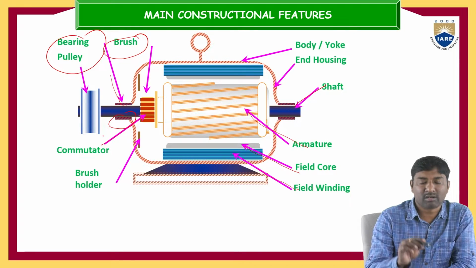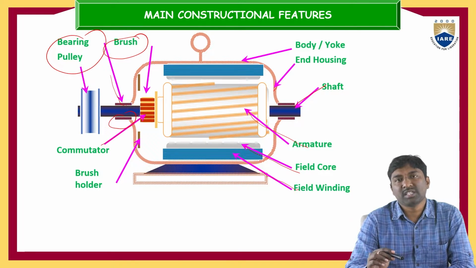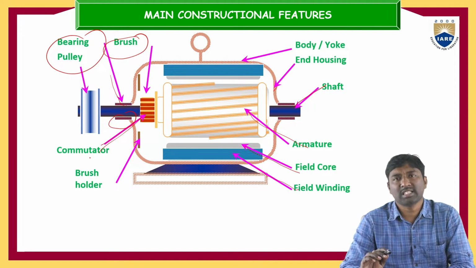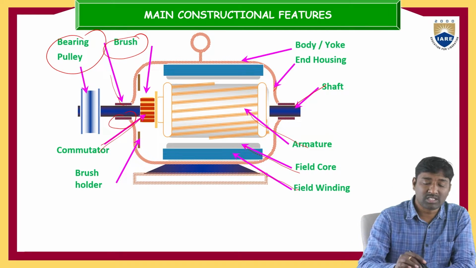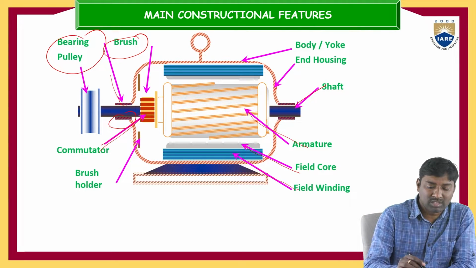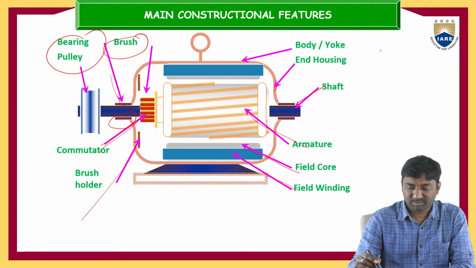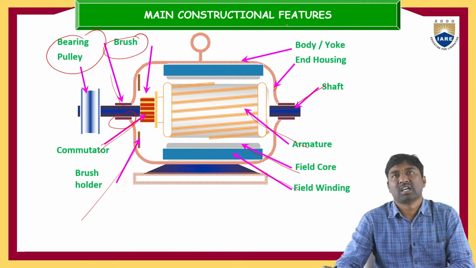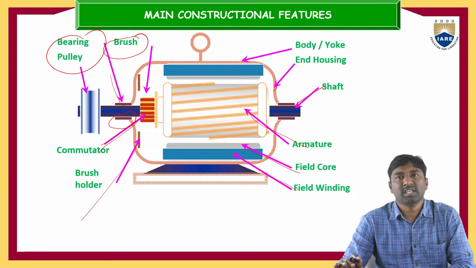And this is the commutator. I already said AC machines are similar to DC machines. In AC machines, we get the AC output. That AC output we convert into DC output by using one device. That device is the commutator. That is the only difference between AC machines and DC machines. So the commutator's function is to convert AC power to DC power. Now this is the brush holder and this is the armature core. These are all the main parts of the construction of the DC machine.